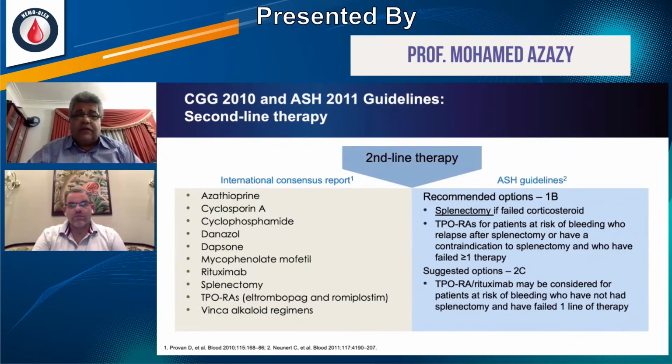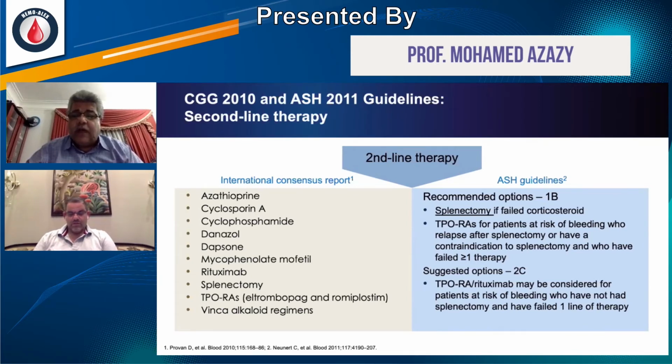Let us go for some of the other groups, for example, the international consensus report. Second line treatment will include, as you have seen, azathioprine, cyclosporin, cyclophosphamide, danazol, dapsone, mycophenolate, rituximab, splenectomy, vinca alkaloids, the TPOs, and some may use chloroquine or hydroxychloroquine for the treatment of those patients, particularly those lupus patients who have thrombocytopenia.